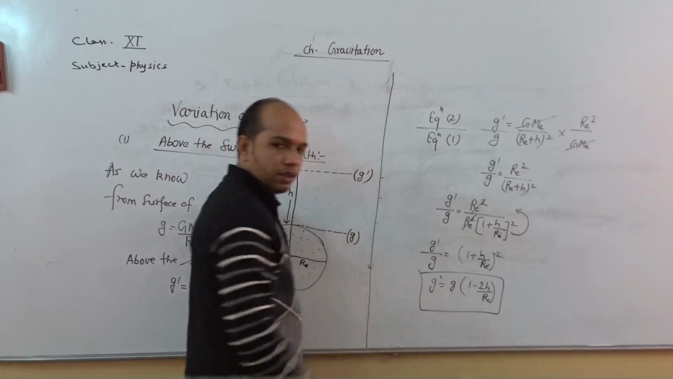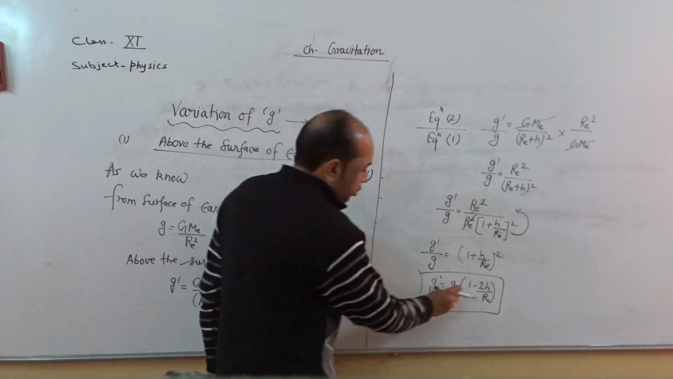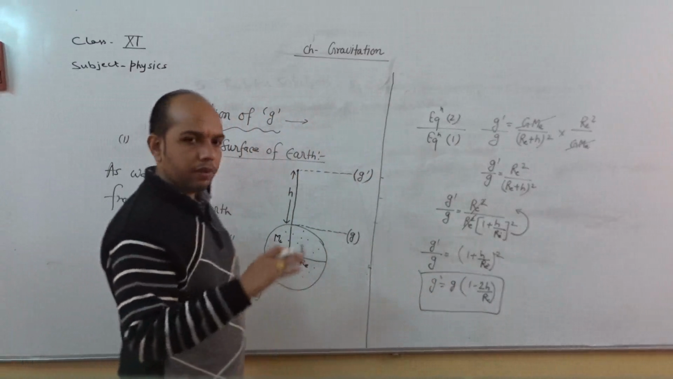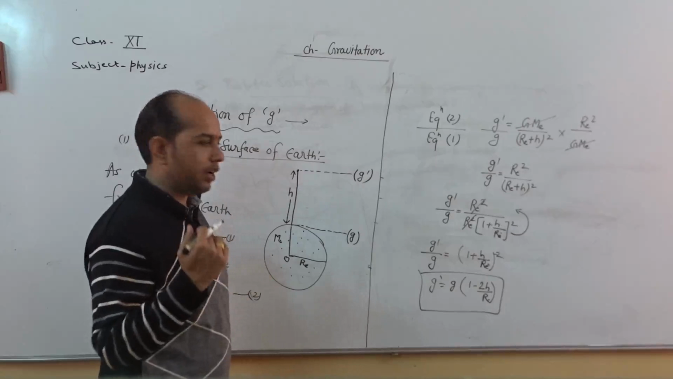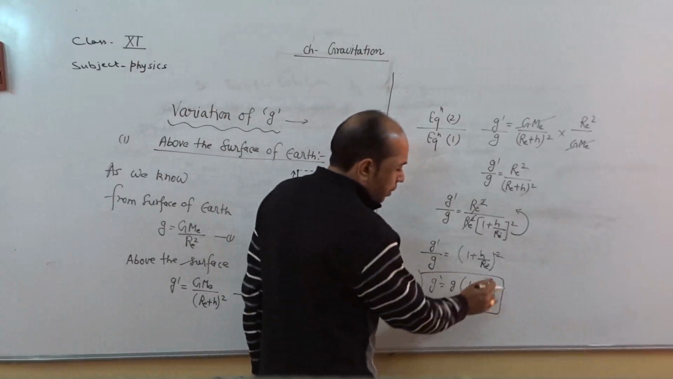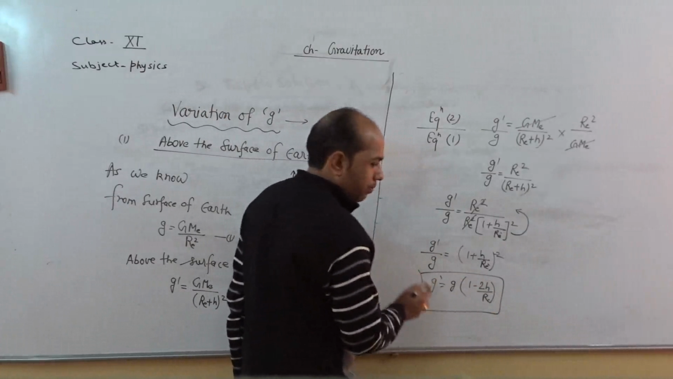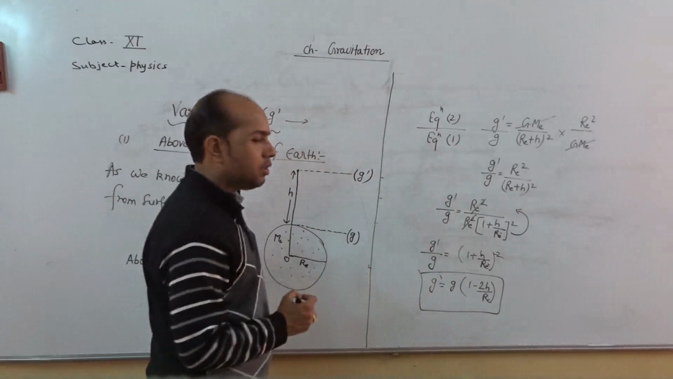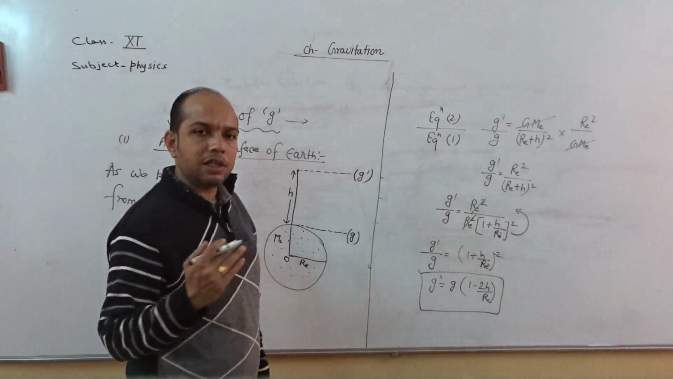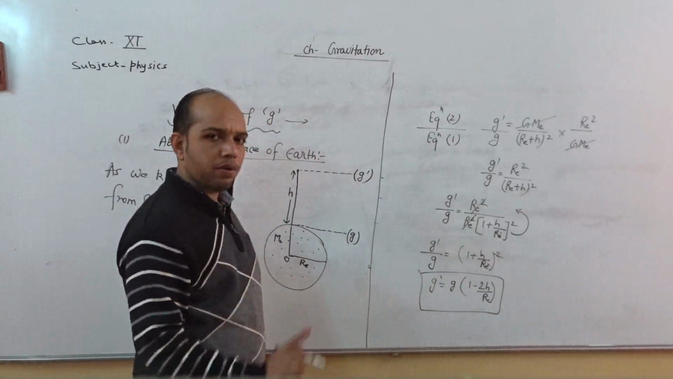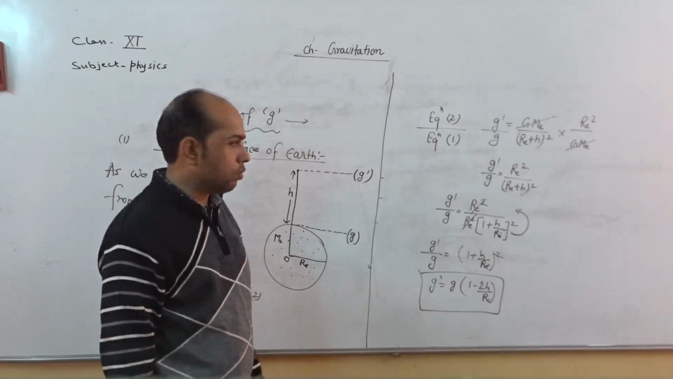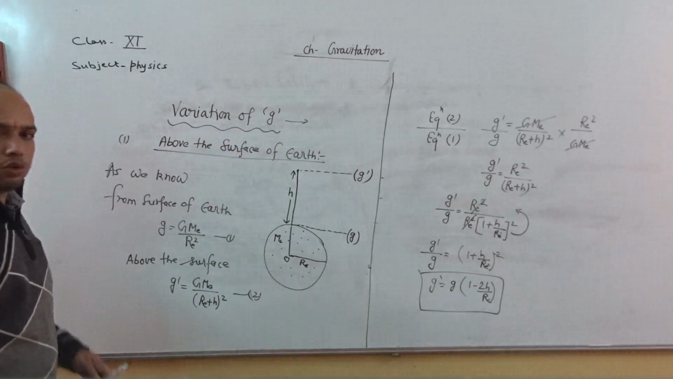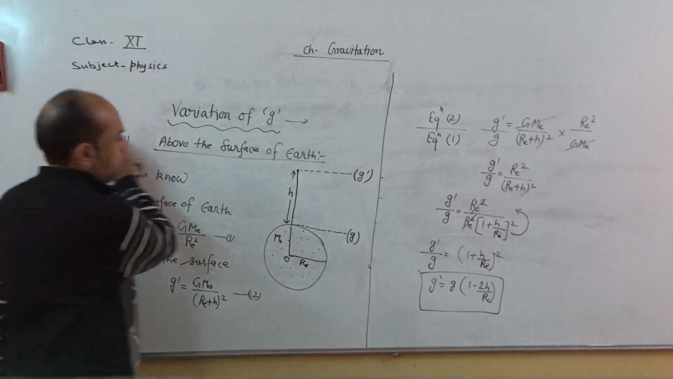Now what may we conclude from this? If h is equal to zero, then gravitational acceleration is the same at the surface as well as at height h, but here some quantity is subtracted. That means some numerical value is subtracted from the g value. This shows that gravitational acceleration decreases as we go above the surface of Earth. So this is the first conclusion. Next we see how gravitational acceleration changes due to the shape of Earth.